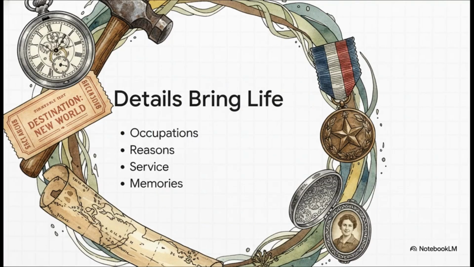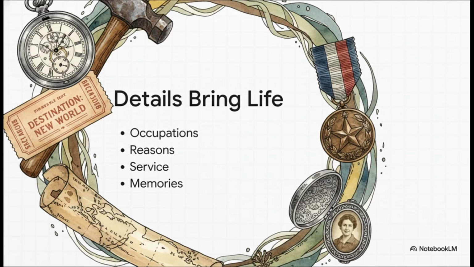But as you gather those snips, keep this one golden rule in the back of your mind. The better the source material, the better the story. The AI needs vivid details to breathe life into the narrative. So focus on capturing the occupations, the exact reasons they migrated, details of their military service, or the specific hardships they faced.